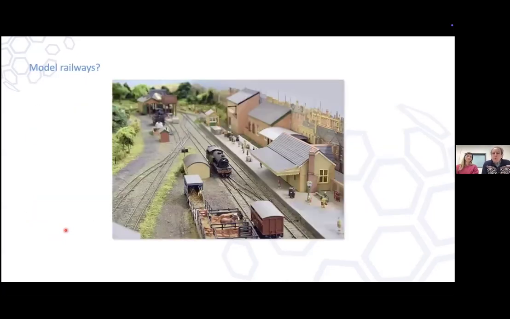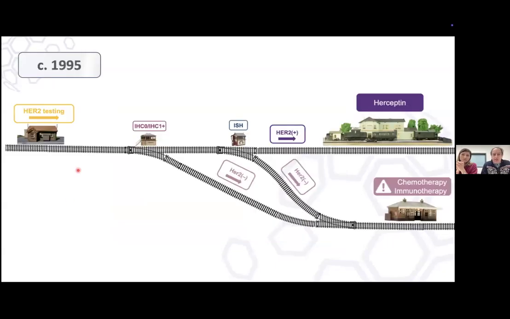So let me talk to you about model railways. I'm not really keen on model railways, but I thought it was a very good way of exemplifying what has been happening in HER2 immunohistochemistry in breast cancer. Round about 30 years ago, the model railway was constructed because we had to identify patients for treatment with Herceptin. And this was a fairly simple, basic model.